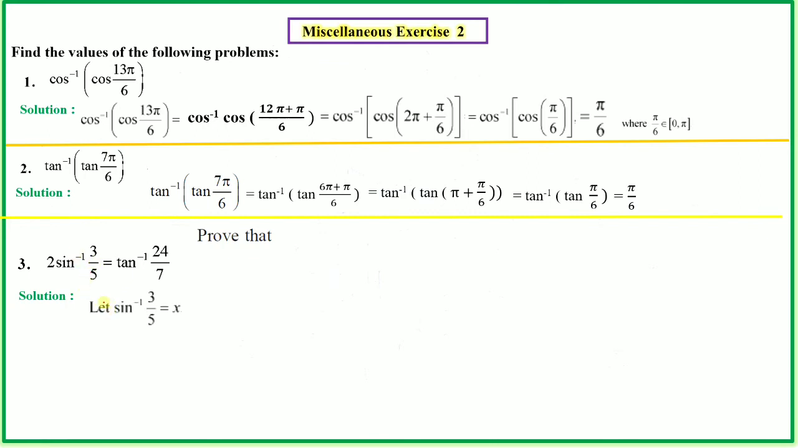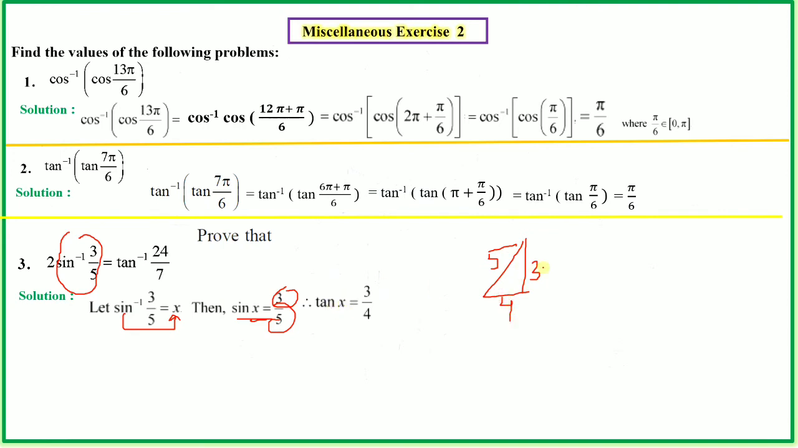So we are not taking the left hand side directly, but a part of it: let sine inverse 3 by 5 be equal to x. Then sine x will be equal to 3 by 5. Then for tan x, in the right angle triangle, perpendicular upon hypotenuse is 3 upon 5, and then 25 minus 9 gives 16, so the base is 4. So tan x means perpendicular upon base, so 3 upon 4. We got the value of tan x equal to 3 by 4.